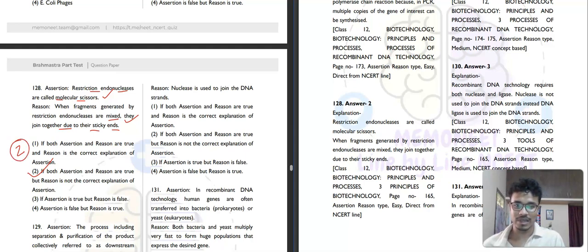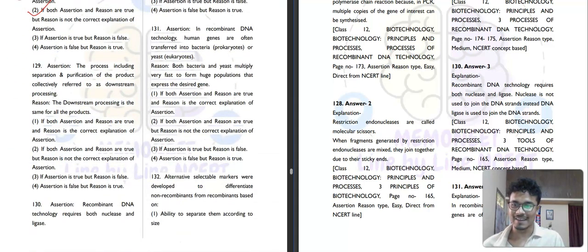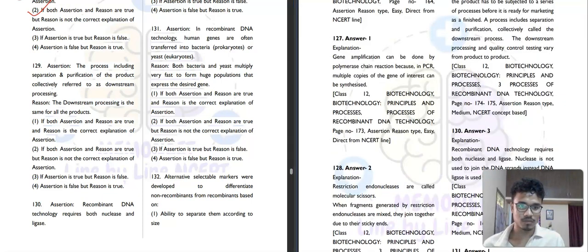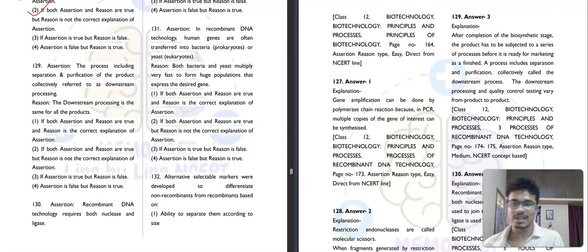Then moving towards the next question, question number 129. It is saying that the assertion: the process including separating and purification of the product collectively refers to as downstream processing, correct? Then the reason: downstream processing is the same for all products. No, this is not the same for all products. So third option will be your correct answer for this question.